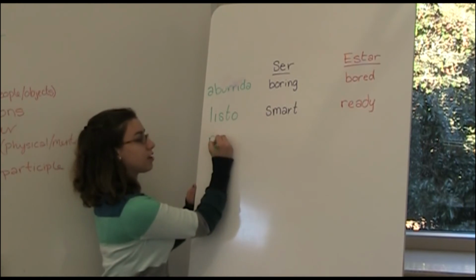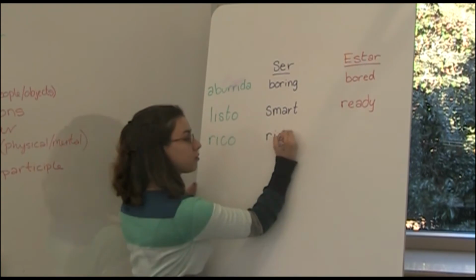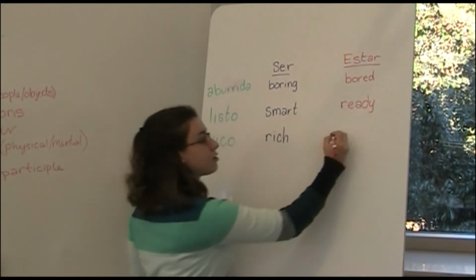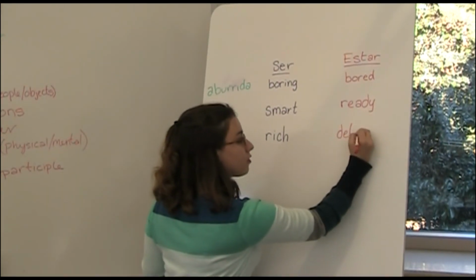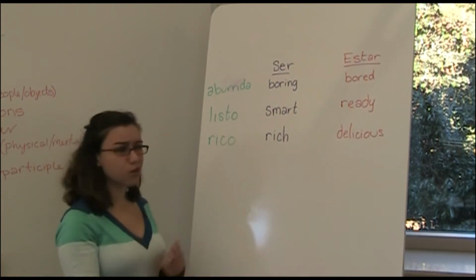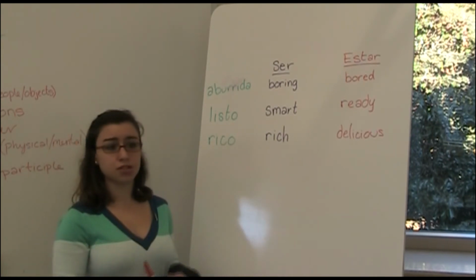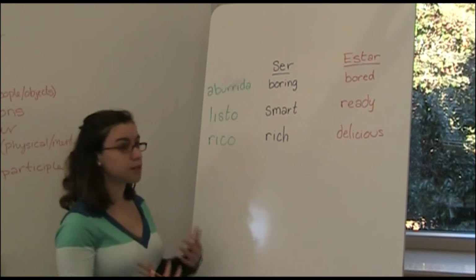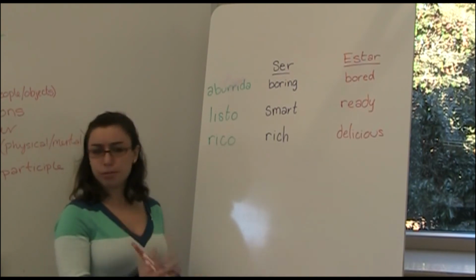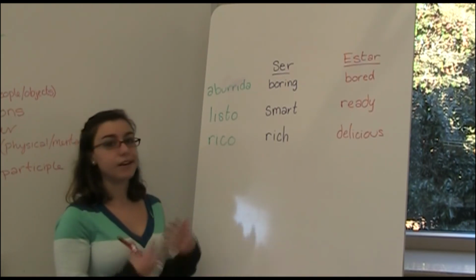We have the adjective rico, which with ser means to be rich, and with estar means to be delicious. So this is often used with nouns, food objects, that sort of thing. You can describe a dish or a dinner or something like that as being rico, and that would be a great compliment. That would mean that the dish was very pleasing and delicious.